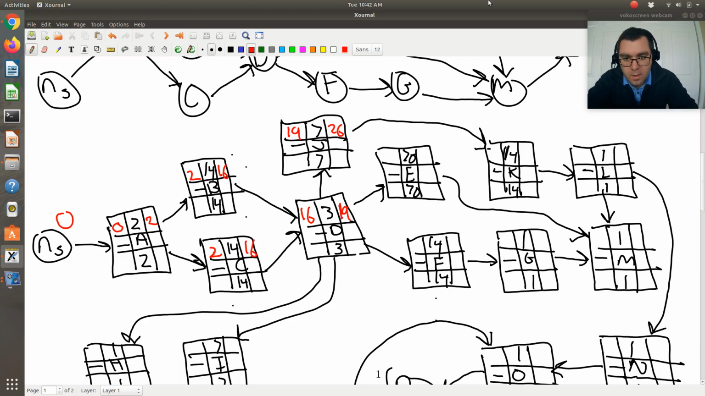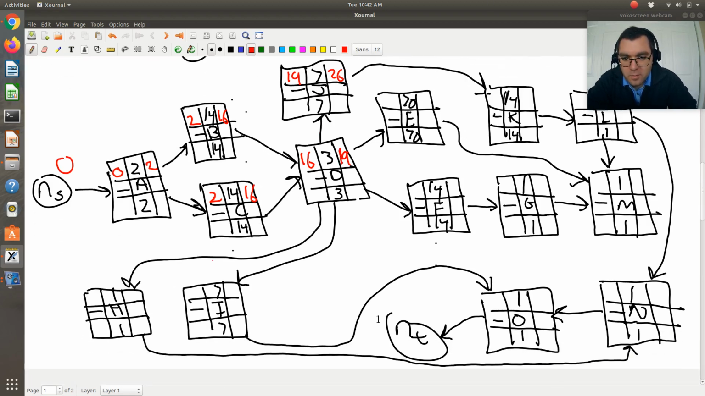Okay. I'm going to look at these other offshoots from D. H only has the precedence of D, so its earliest possible starting time will also be 19, has a duration of 1, so its earliest possible finishing time is 20. I also only has a precedence of D, so its earliest possible starting time will be 19, has a duration of 7, so its earliest possible finishing time is 26.